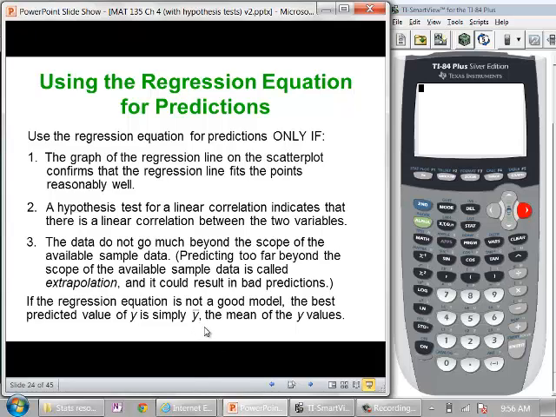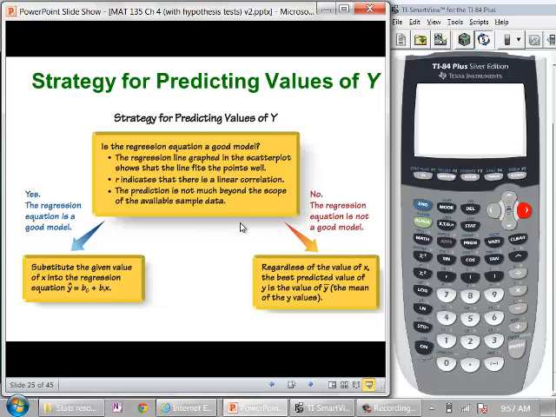Now, if we decide that our regression equation is not a good model for any reason, then to predict a value of y, the best predictor is just the mean of the y values that we already have. So we would go back to our sample data, find the average of the y values from the data points that we have, and that's going to be the best predicted value for y for anything. If we're trying to predict values of y, we look at whether the regression equation would make a good model or not.